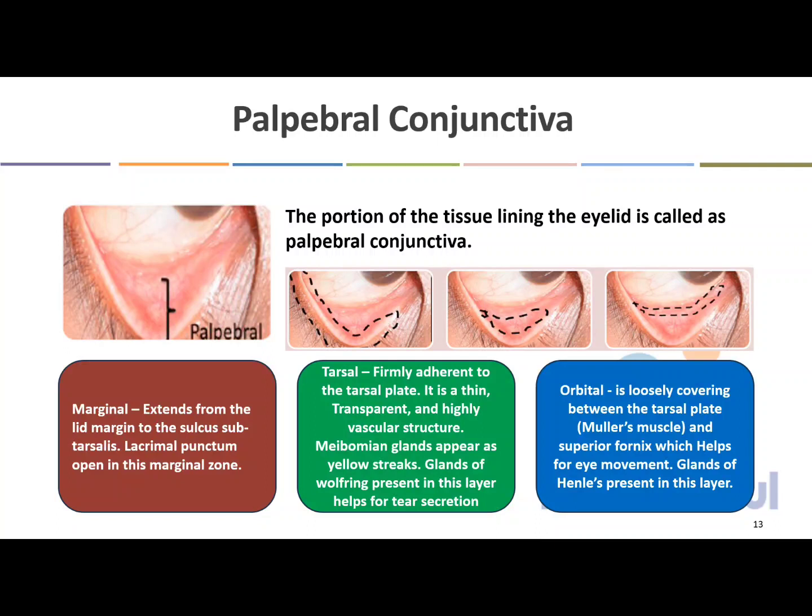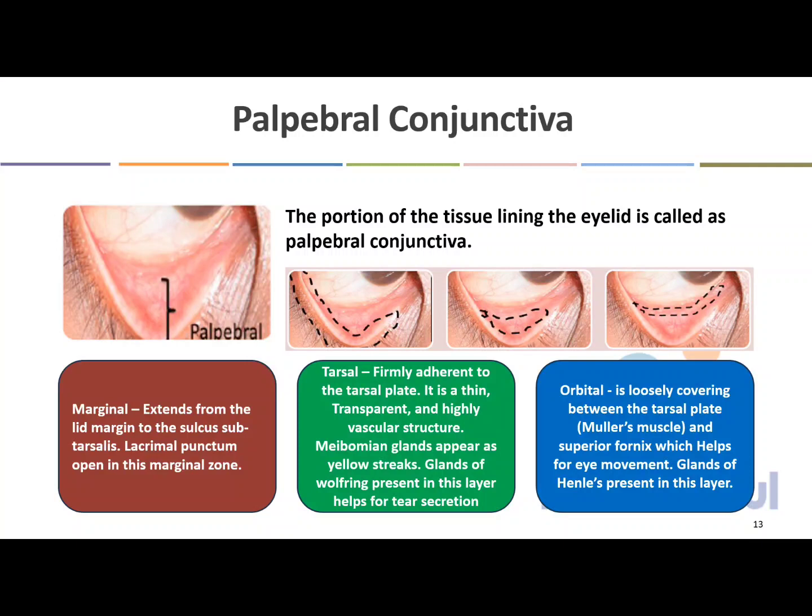The marginal conjunctiva extends from the lid margin to the sulcus subtarsalis. It is the area in which you apply kajal, a cosmetic used to decorate the eye. It is a common site of settling of foreign bodies. The lacrimal punctum appears in this region, in both the upper lid as well as the lower lid.